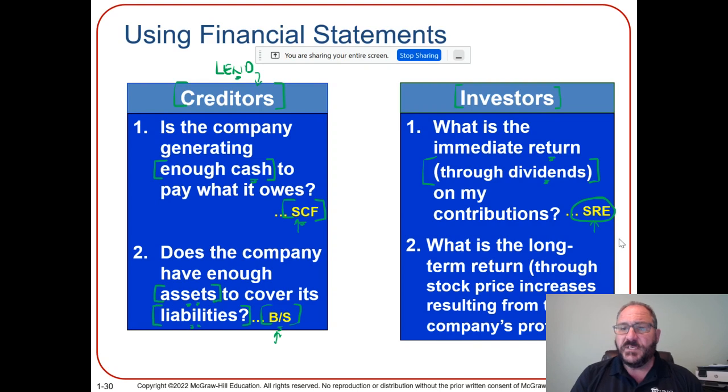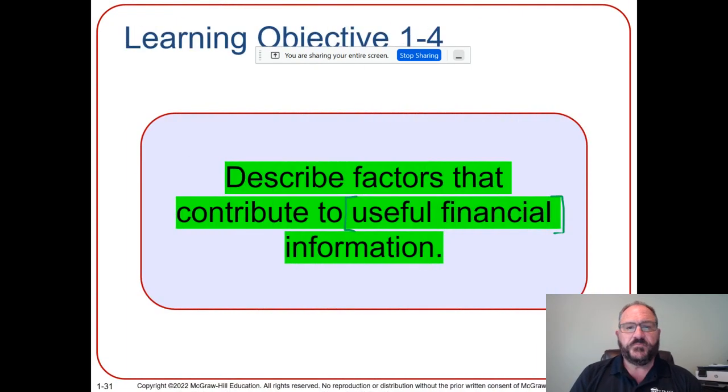Then the next one says, this is for investors now, what is the long-term return through stock price increase? And you'd find that information on the income statement. So you would be able to see if they're making a lot of income, you'd be able to calculate what you think the stock price should be, okay? So again, pretty important stuff, okay?